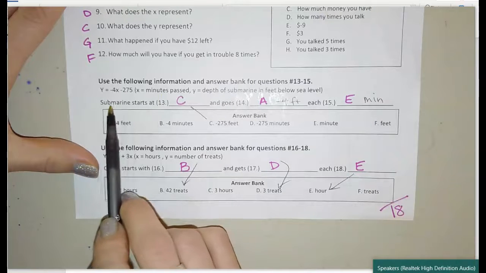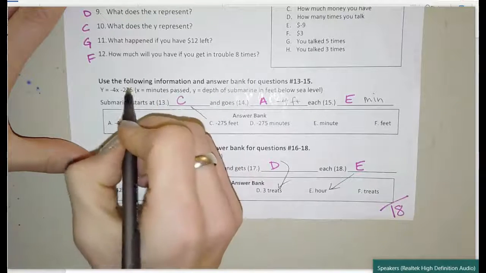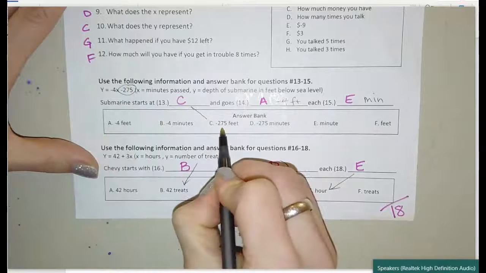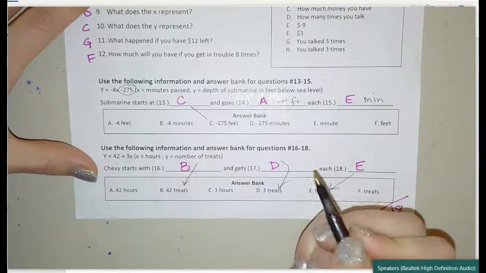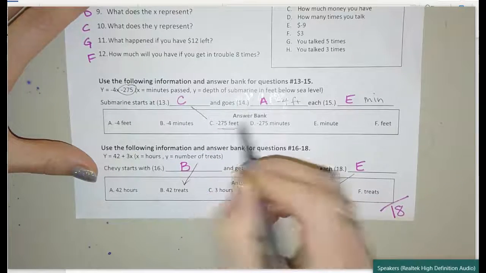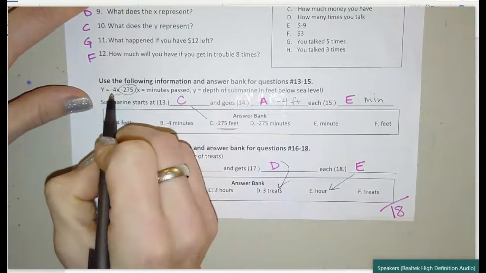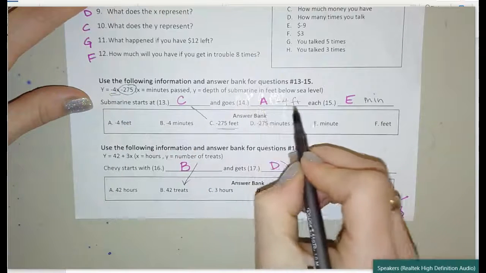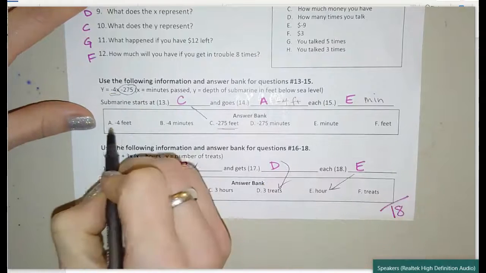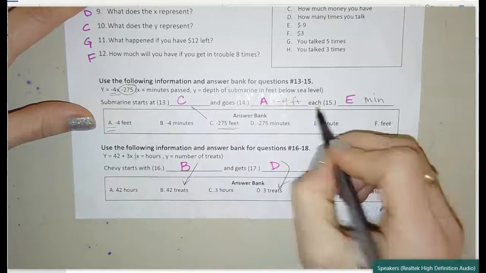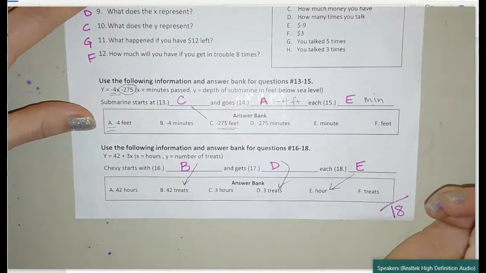So this would say the submarine starts at, well, the starting value here is negative 275 feet. So C would fill in that blank. And it goes down 4 feet. The rate is a negative 4, so it goes down 4 feet or negative 4 feet. So that's A, each minute. And that would be E.